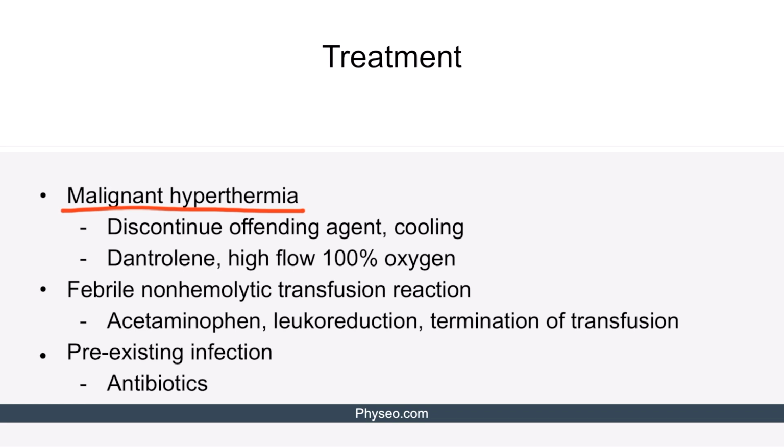Now for the management of febrile non-hemolytic transfusion reaction, acetaminophen as a treatment and leukoreduction as a prevention are recommended along with the termination of transfusion. Again, it's logical you're going to want to stop the transfusion, but then you just want to remember you're going to bring down the temperature with acetaminophen. And then, of course, if you identify an infection that they've had, like a UTI or pneumonia, give antibiotics.